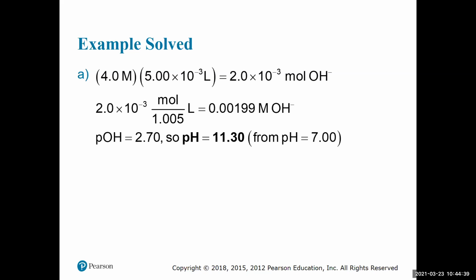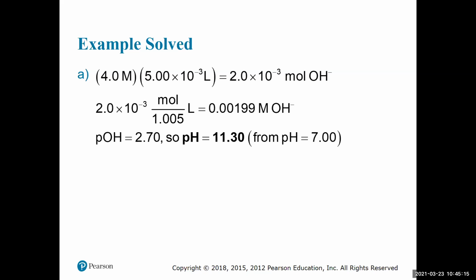We need to convert that 5 mL into liters because molarity is moles per liter. So 5 mL is 5 times 10 to the minus 3 liters. I multiply that value times the 4 molar, and that tells me I have 2 times 10 to the minus 2 moles of hydroxide. That's how much I've added to 1 liter. Well, if I want to find out the molarity of that, I need to take that number of moles and divide it by the total volume. I started with 1 liter of water and then added 5 mL of the base.